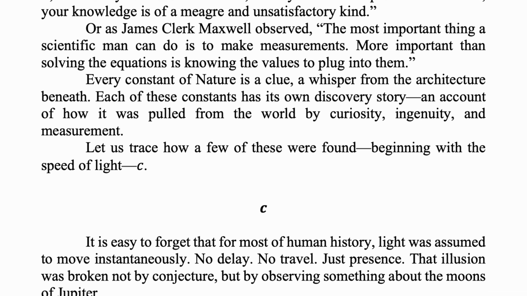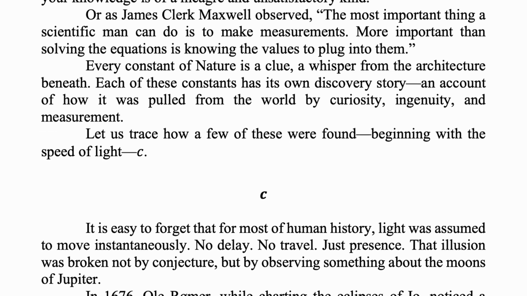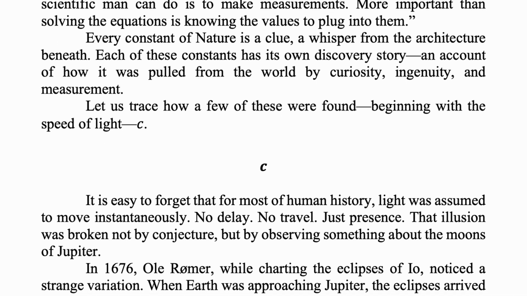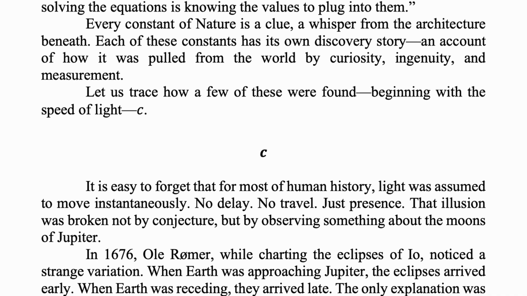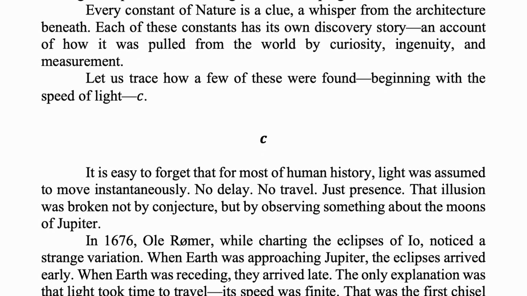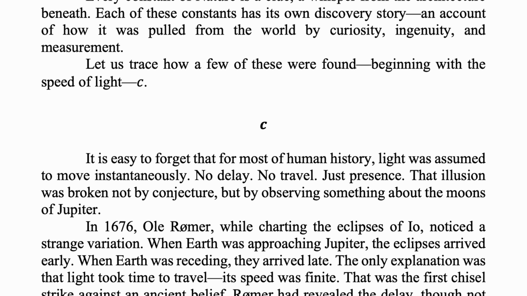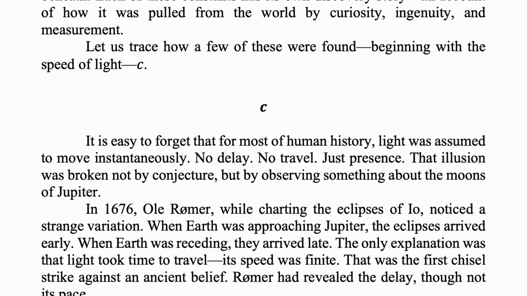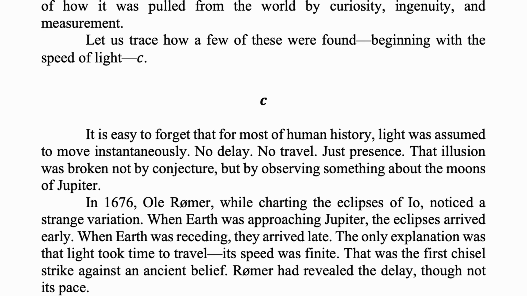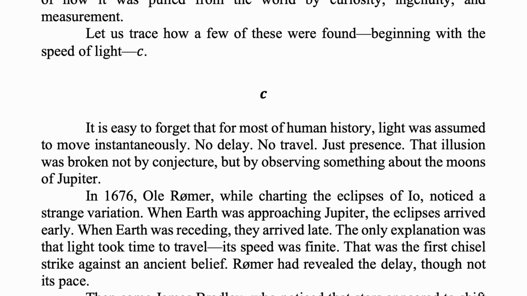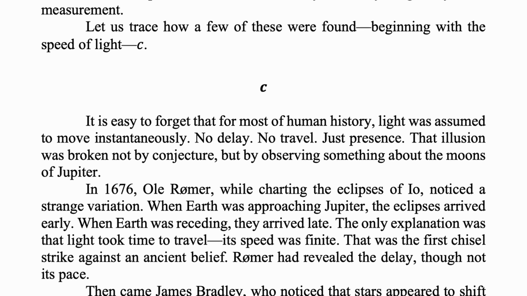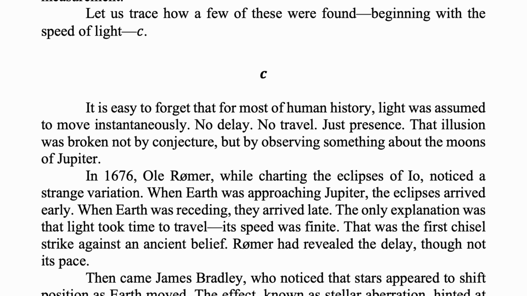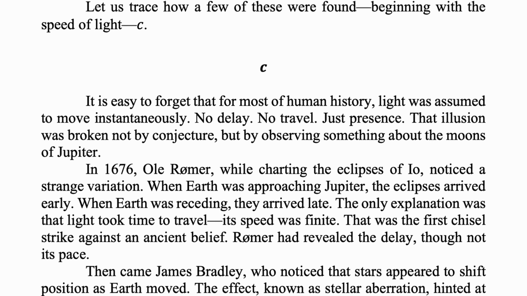Each of these constants has its own discovery story, an account of how it was pulled from the world by curiosity, ingenuity, and measurement. Let us trace how a few of these were found, beginning with the speed of light, c. It is easy to forget that for most of human history, light was assumed to move instantaneously. No delay, no travel, just presence. That illusion was broken not by conjecture, but by observing something about the moons of Jupiter.